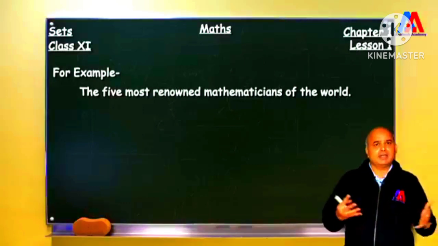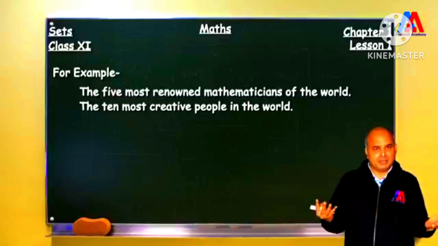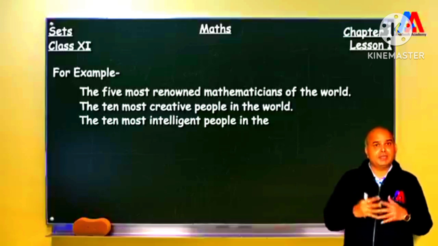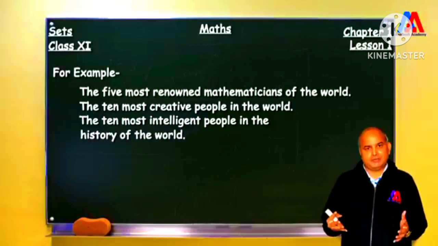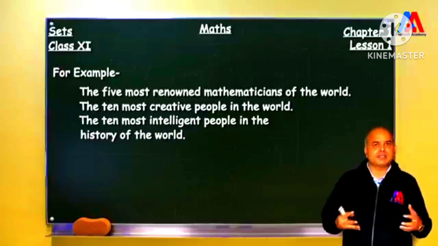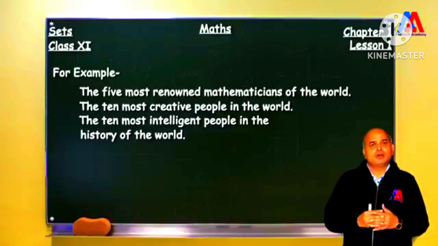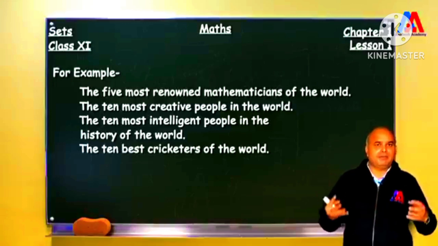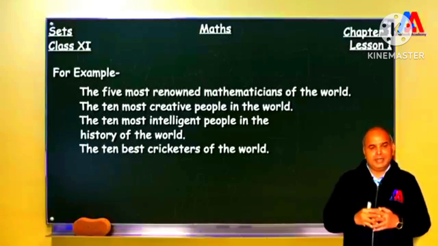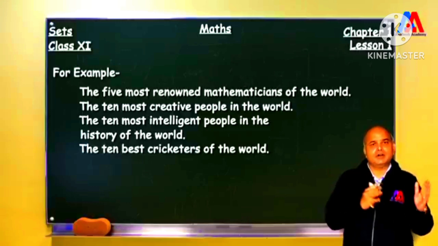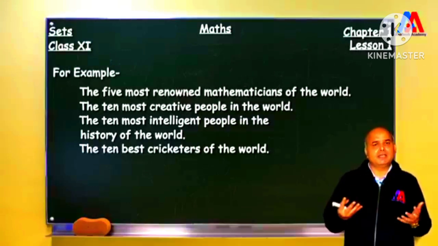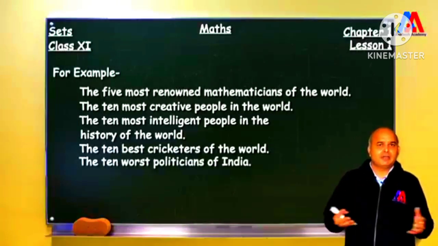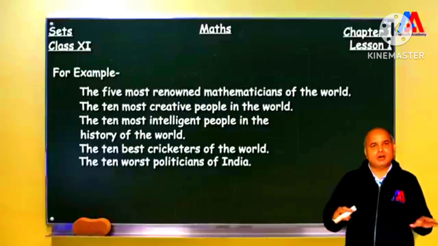We can have similar examples, for example, the 10 most creative people in the world. Again, creativity is very difficult to define. And the 10 most intelligent people in the history of the world, again very difficult to define, because intelligence itself is a very subjective term. In the same way, if you say the top 10 best cricketers of the world, every person will have different cricketers as the top cricketers, and therefore you cannot have a set of 10 best cricketers. Similarly, the 10 worst politicians of India cannot be defined, because there cannot be any consensus on this.